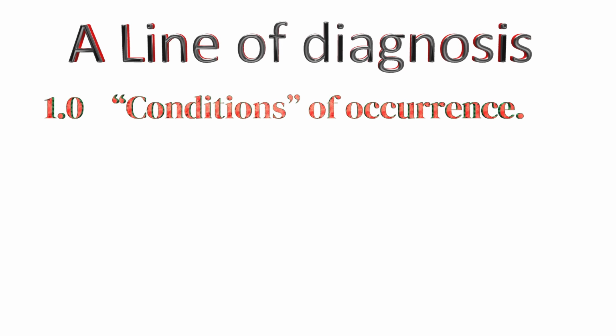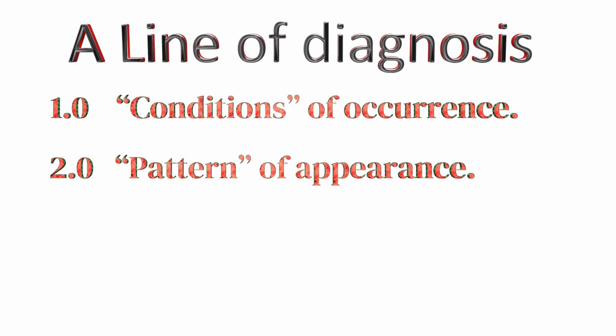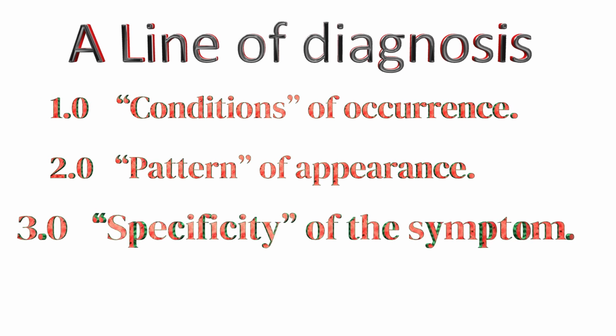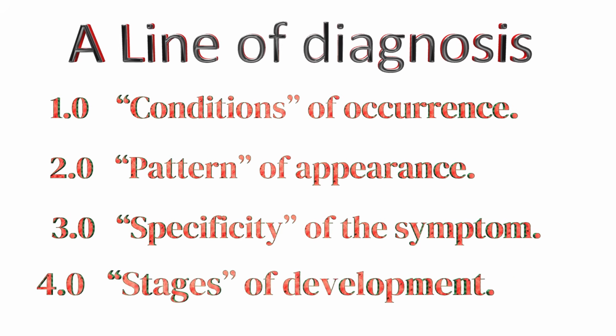A plant nutrition expert, identifying the nutritional disorders in field conditions, should consider 4 basic parameters for visual diagnosis in the following sequence. Number 1, conditions of occurrence. Number 2, pattern of appearance. Number 3, specificity of the symptom. And number 4, stages of development.